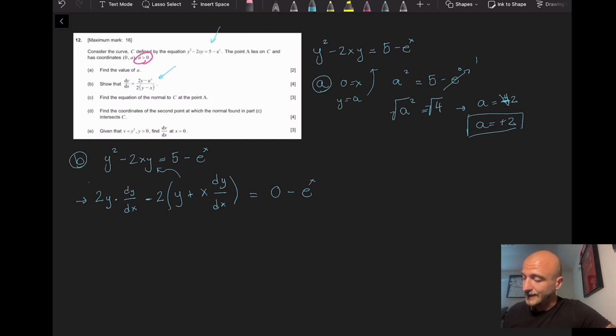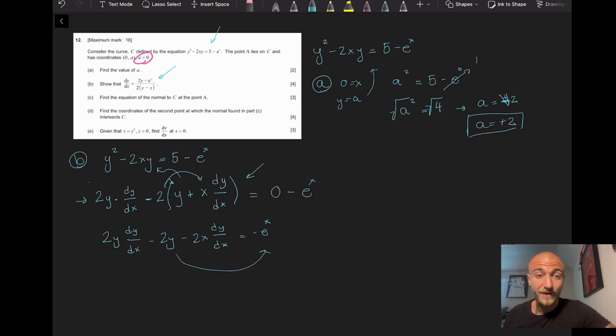Okay, let's simplify some stuff over on this left-hand side. So I've got 2y dy/dx minus, I'm going to distribute this 2 now across all these terms, 2y minus 2x dy/dx, is equal to the negative e to the x. Now from here, I can move this 2y over to this side, and I can also factor out a dy/dx term. This is when the implicit differentiation becomes very powerful.